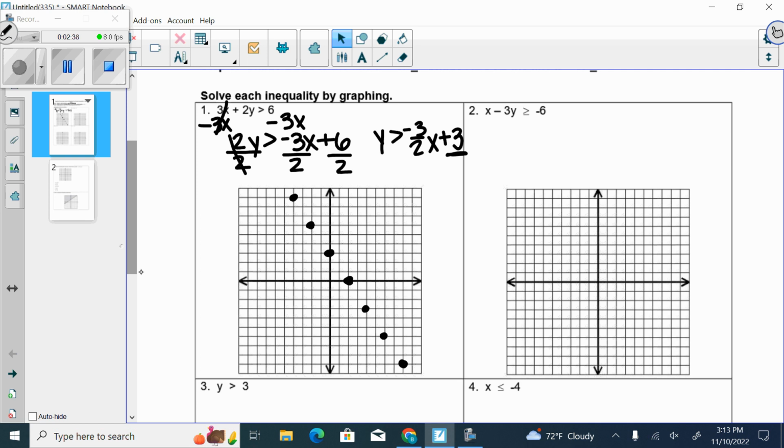Okay, now before I connect them, now I have to ask myself if my line should be a dotted line or a solid line. Dotted, right? Because there's no equal to. Very good.